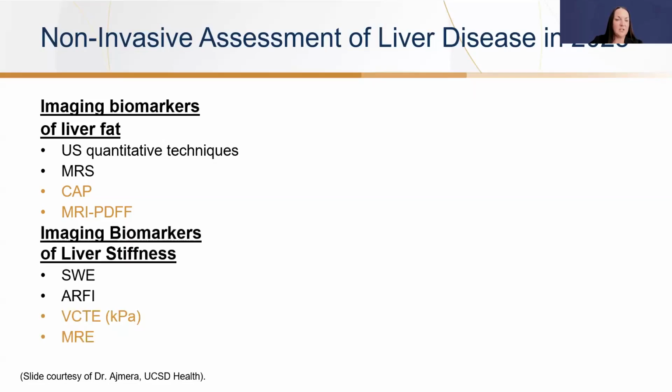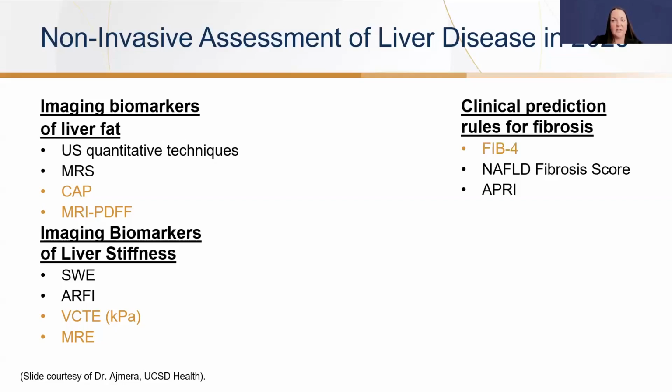Other imaging biomarkers that look for liver stiffness or fibrosis include SWE, which is shear wave elastography. You have ARFI, acoustic radiation force impulse, which is also a type of elastography. You have VCTE, vibration controlled transient elastography, and then you have MRI elastography. So as you can see, the imaging biomarkers at the top look for liver fat. The ones at the bottom look for liver stiffness or fibrosis.